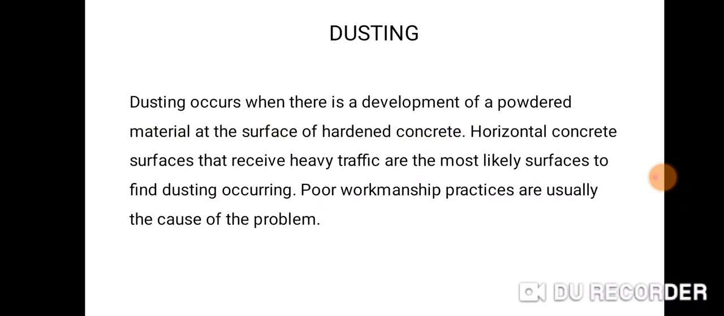Dusting occurs when there is a development of a powder material at the surface of hardened concrete. Horizontal concrete surfaces that receive heavy traffic are the most likely surface to find dusting occurring. Poor workmanship practices are usually the cause of this type of problem.